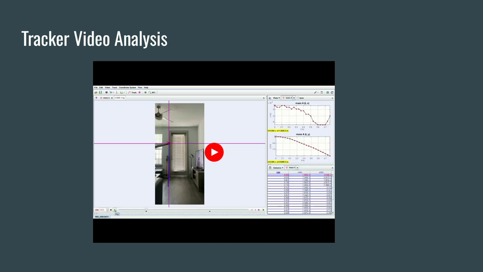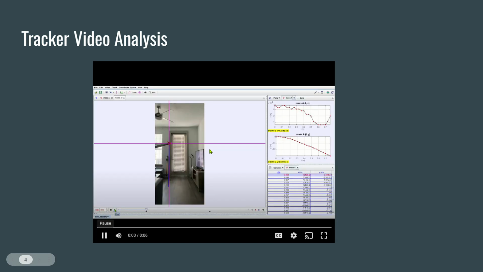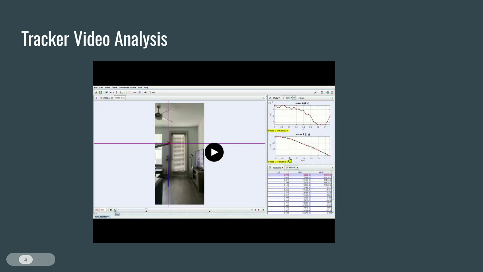Here is the Tracker video analysis of when I dropped the sponge. As you see in the video, the object was dropped from rest, and it hits the ground there. Looking to the right, you can see the position versus time graph. As time increases, the position slowly decreases. It starts at an initial position of 0, and as time increases, it slowly goes down.